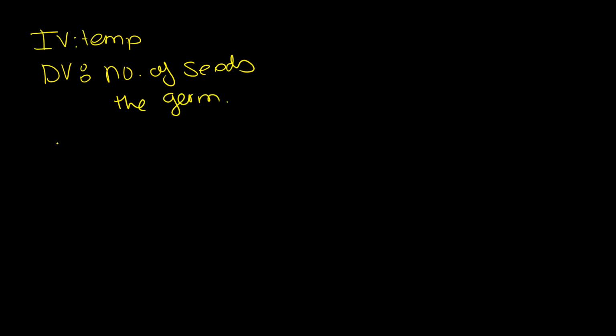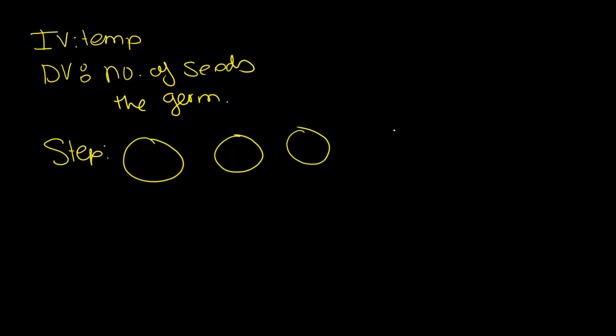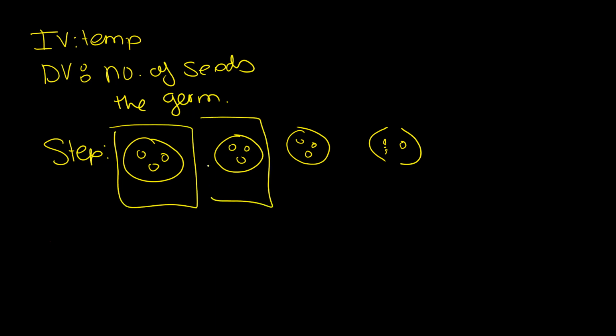Okay? So my steps, what do? I will get several Petri dishes, at least 3, and I will put the same number and the type of seed on the Petri dish. I'm drawing it for you so that you imagine with me. I'll put, let's say, 3 seeds. I'll put a little bit of water in every Petri dish, the same amount of water, and I will put every Petri dish in a different oven, in a different incubator.